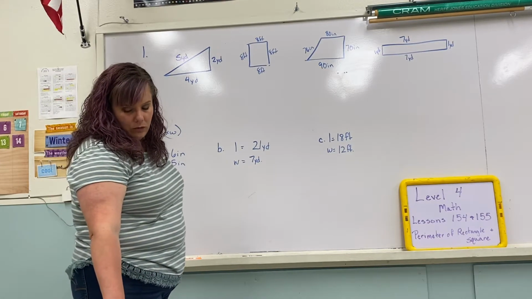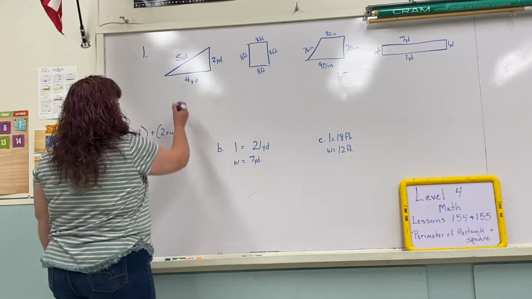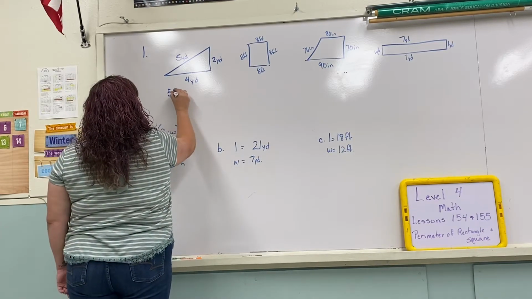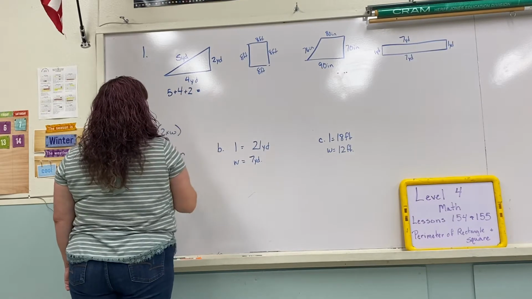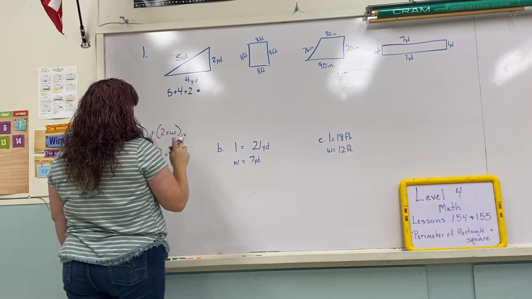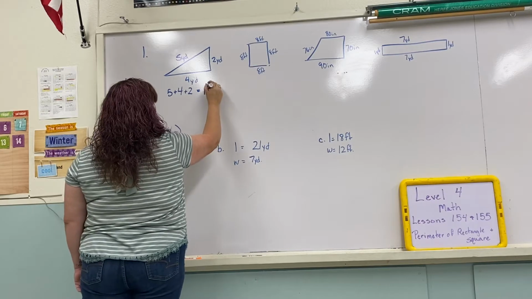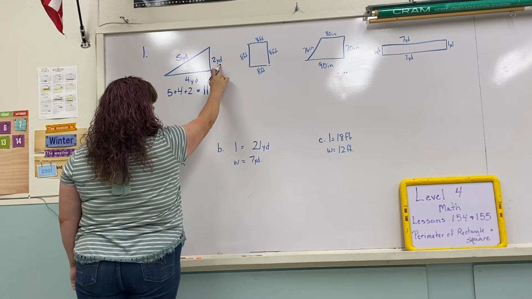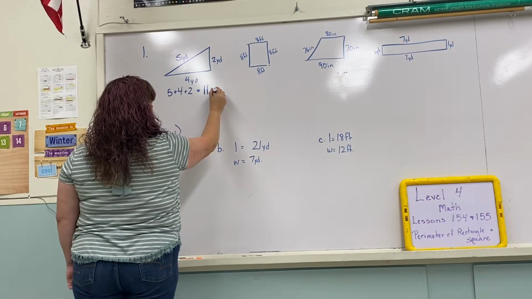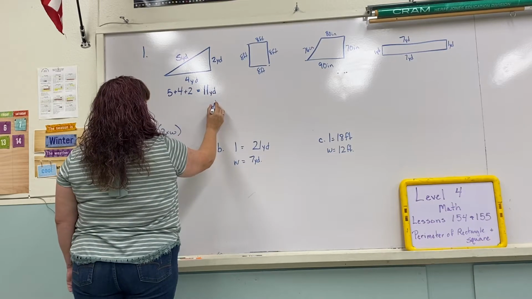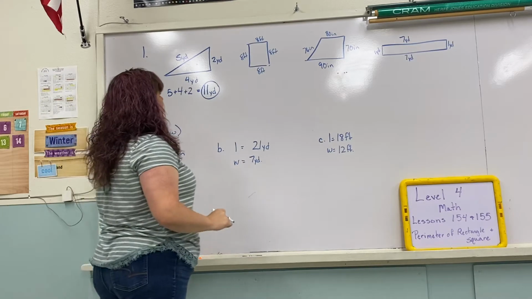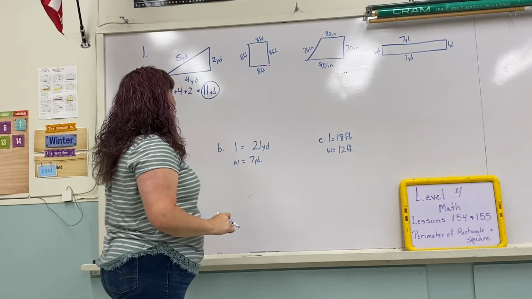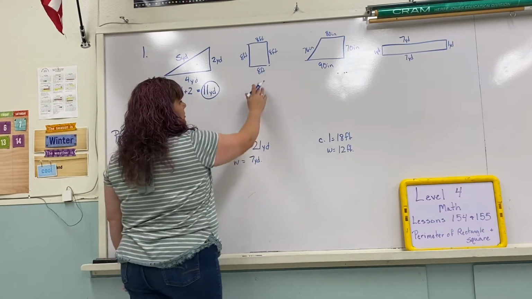So the first one, you add all these together, all the sides. 5 plus 4 plus 2 equals, see, 5 and 4 is 9 and 2 is 11, but you need your label. Don't forget 11 what? 11 yards, okay? And there's your answer, 11 yards. That's the perimeter for this triangle, okay?